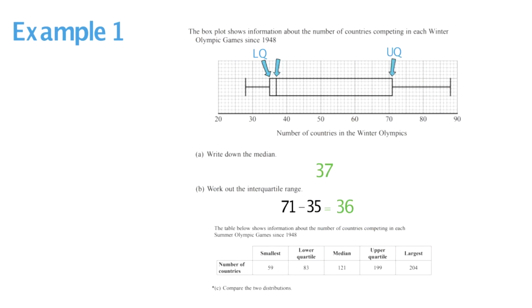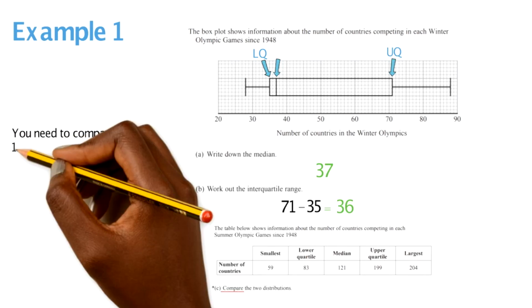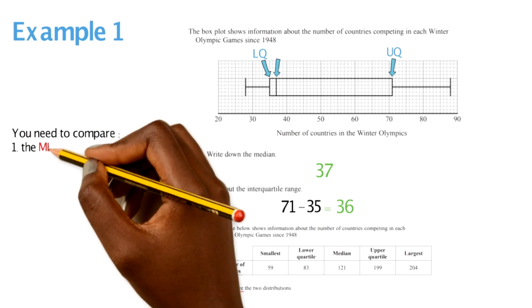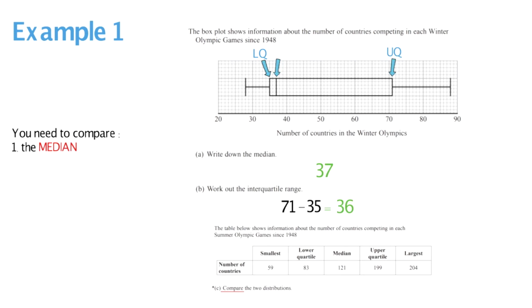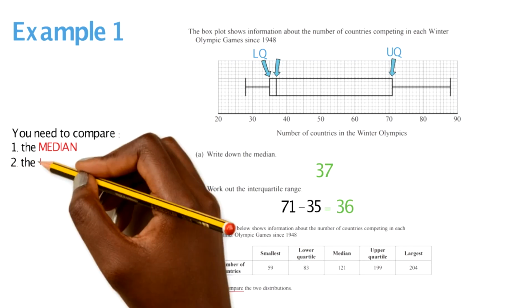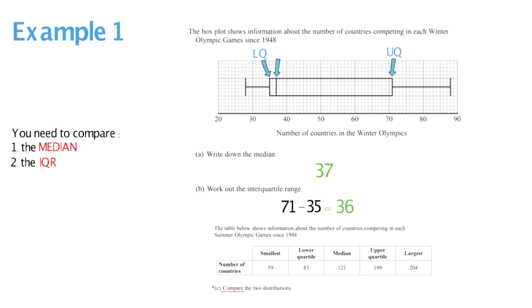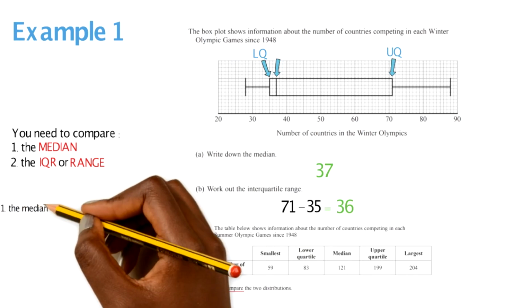And then it says compare the two distributions. It's given us another set of data. So in regards to these compare questions, there are a few things that you need to compare in order to gain your marks. The first thing is you need to compare the two medians of the two different data sets. And the second thing is you need to compare either the interquartile ranges of the two data sets, or you can compare the ranges, because our range is our highest value take away our lowest value. So either one of those two, but always the median and either one of the ranges.